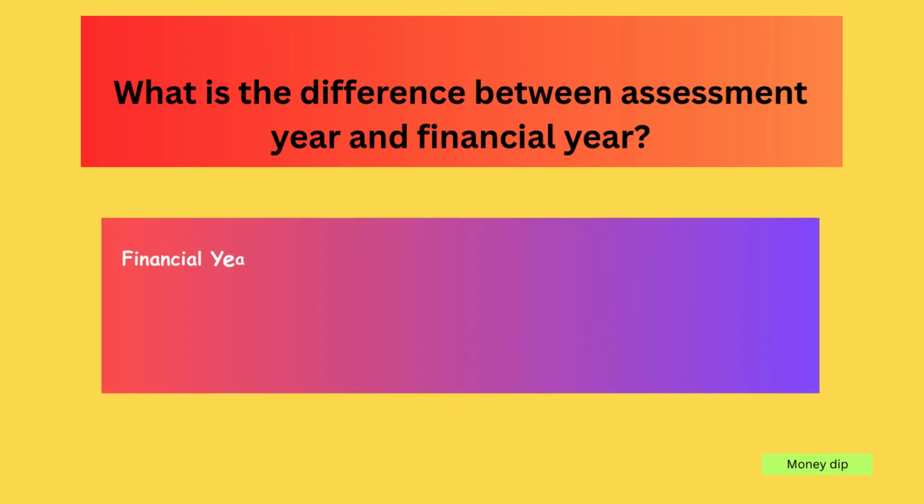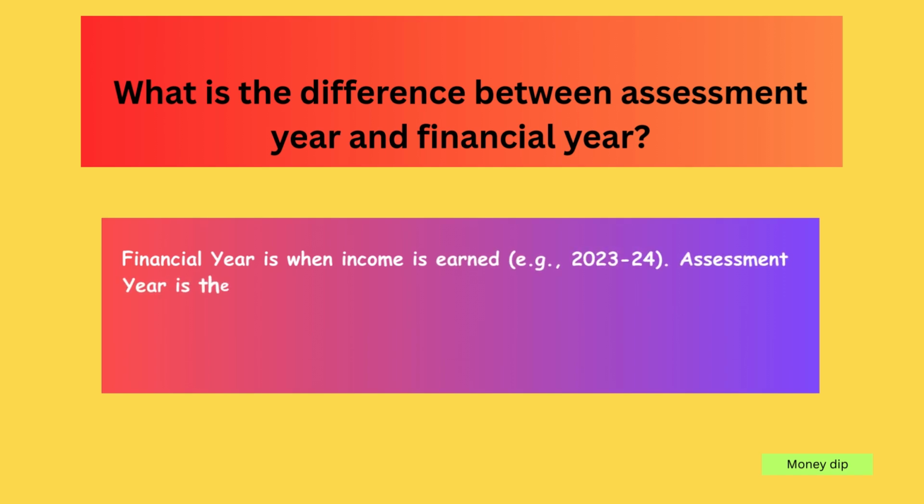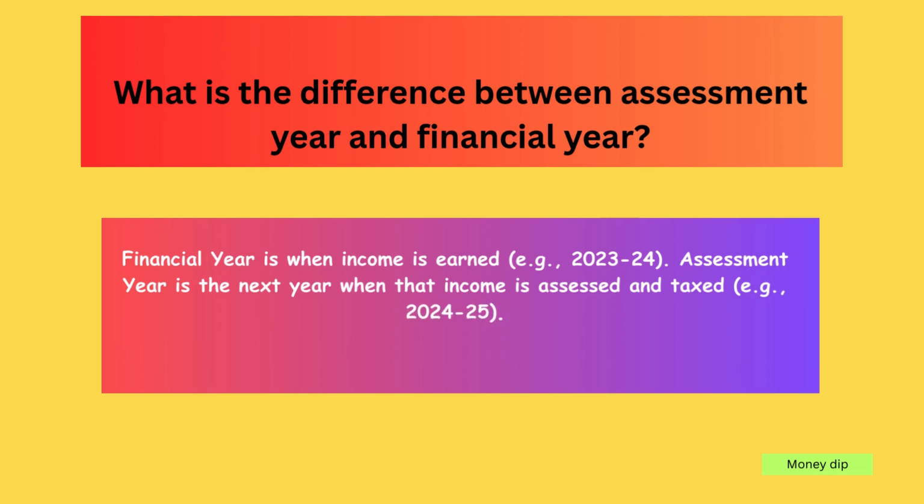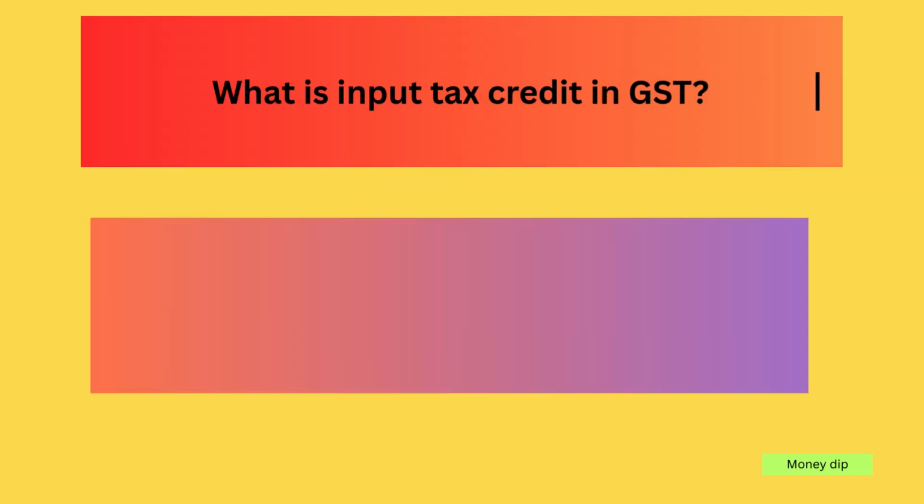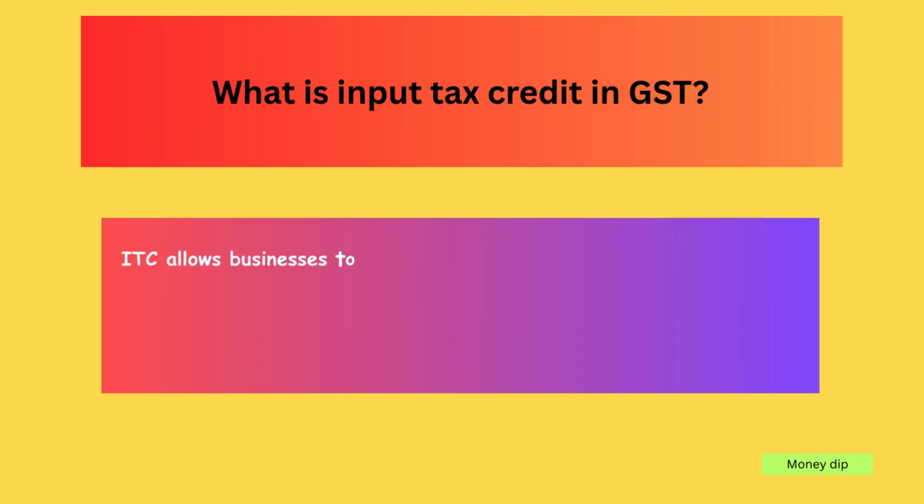What is the difference between assessment year and financial year? Answer. Financial year is when income is earned. Example: 2023-24. Assessment year is the next year when that income is assessed and taxed. Example: 2024-25.